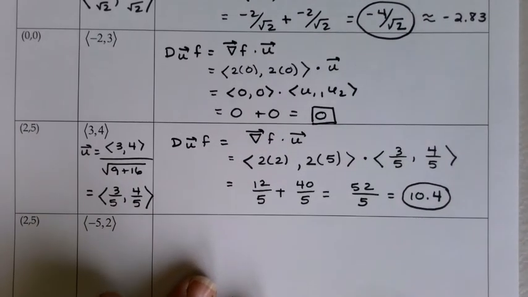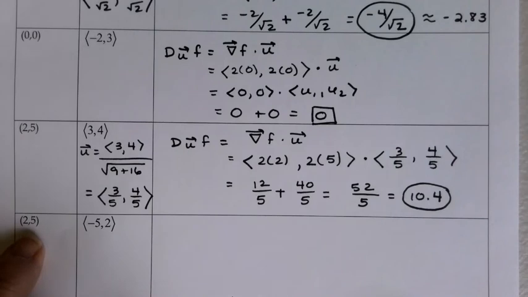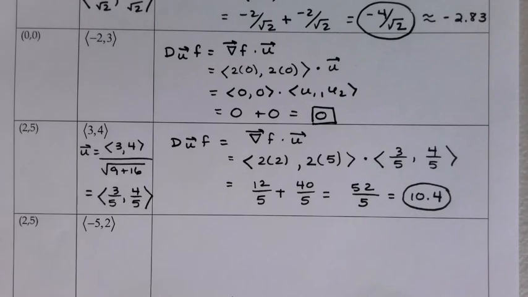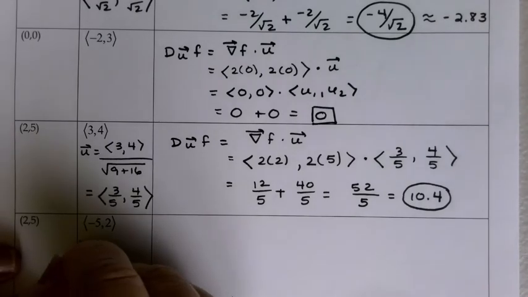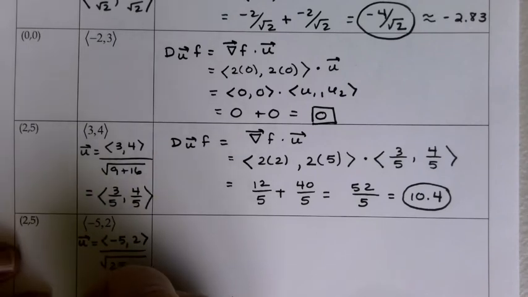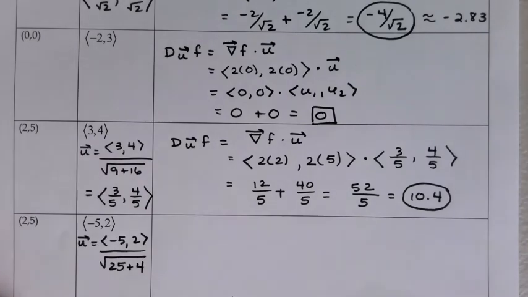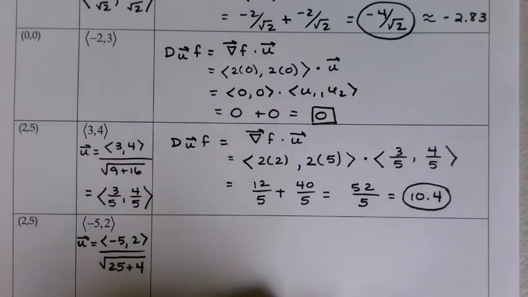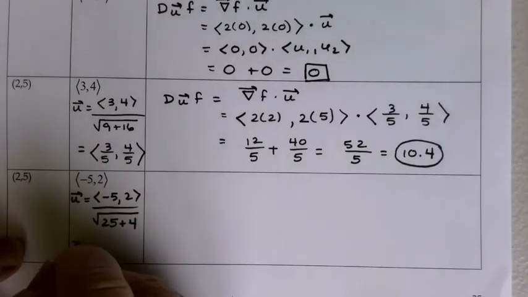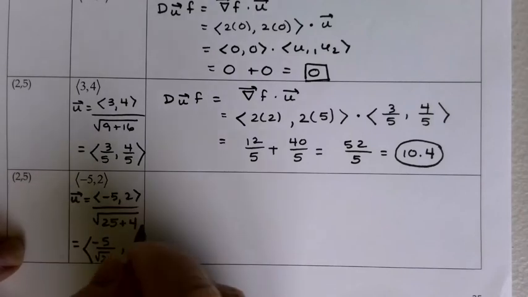All right, one more. I'm still at the point 2, 5, so the x and the y haven't changed, but I have a new direction, negative 5, 2, so let's calculate the new u. Looks like my denominator is going to be the square root of 29, so I'm going to have negative 5 over the square root of 29 and a 2 over the square root of 29.